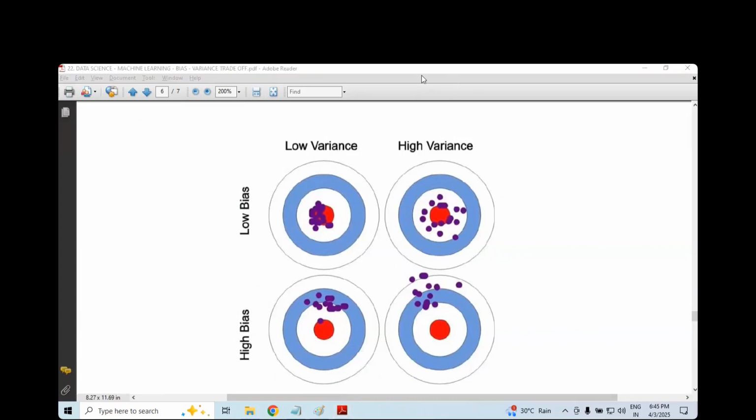Yeah, let me tell you. First of all, think of these points as prediction values. This point is nothing but a prediction. If it is low bias and low variance, these are all good predictions. This one is the actual value, and the prediction value is also near the actual value. But when it comes to high variance, on an average, say some 20 points, out of 20, 5 are good predictions but the remaining are all wrong predictions. I hope I'm clear.